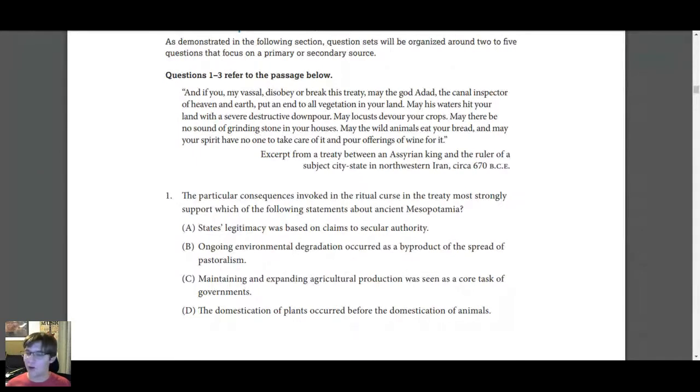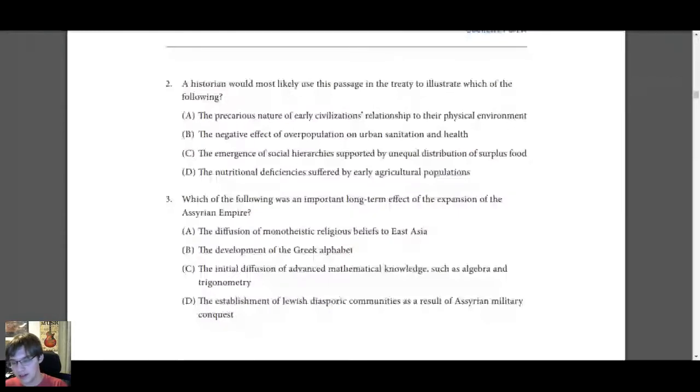This is question 1. We're definitely going to be going a little slowly through these. Here are 2 and 3. A historian would most likely use this passage in the treaty to illustrate which of the following? A, the precarious nature of early civilization's relationship to their physical environment. B, the negative effect of overpopulation on urban sanitation and health. C, the emergence of social hierarchies supported by the unequal distribution of surplus food. Or D, the nutritional deficiencies suffered by early agricultural populations.